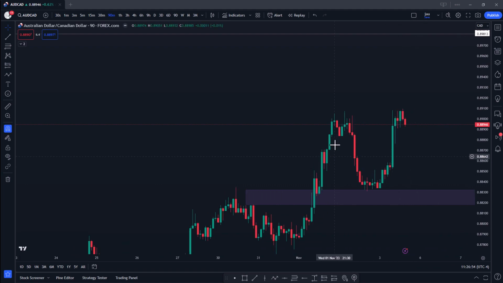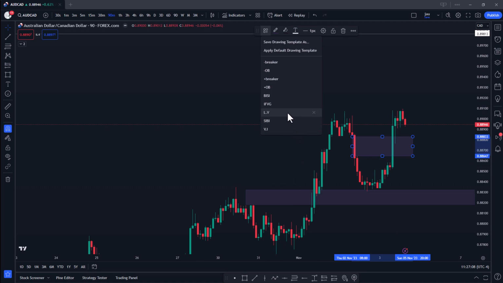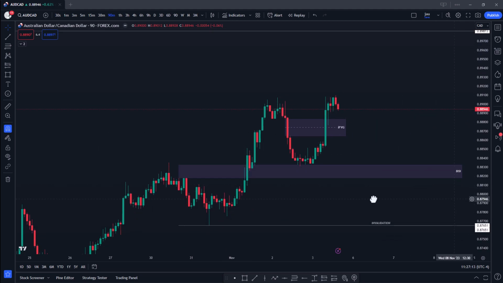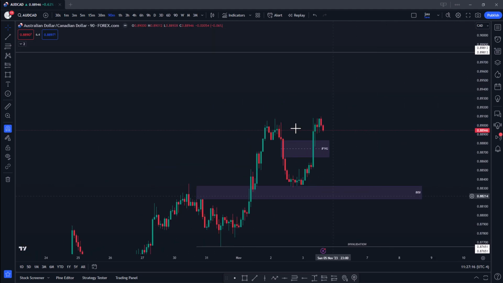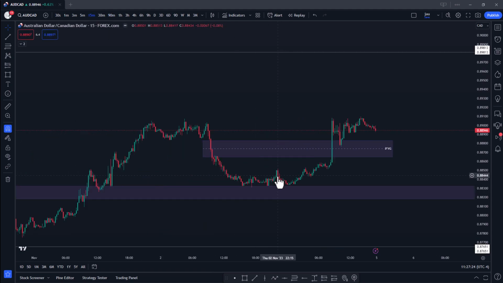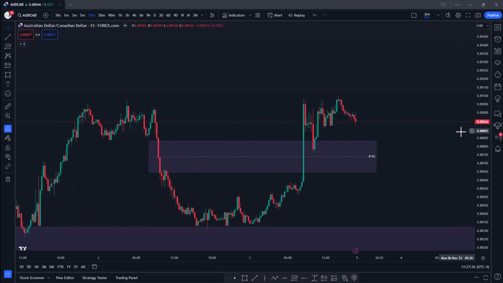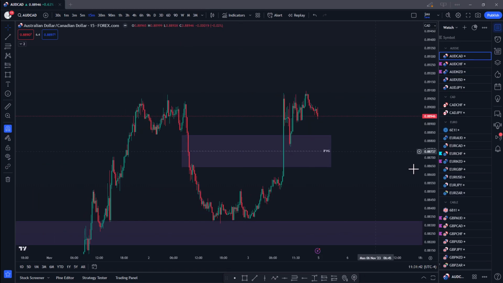We have the 90 minutes chart giving us an inversion there. This is an inversion fair value gap because we traded through it and closed above it. We see price come back into it and rejected off of it and now pushing higher. So that is why the low that I highlighted is my invalidation point here. So we might see price trade into this and push higher, or price may just continue higher. So that's what I'm looking for on AUDCAD going into next week. The next one I have on the list is AUD Swiss.